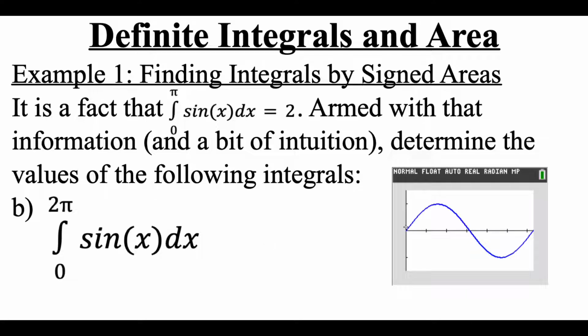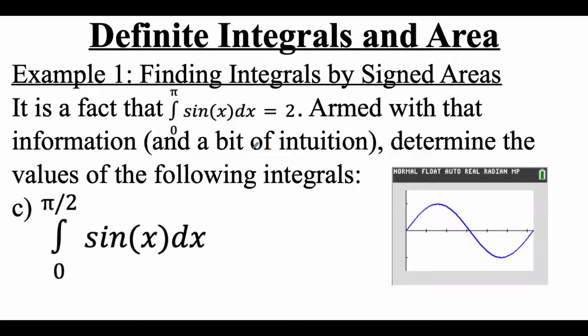We know that the area between 0 and pi for this sine of x function is 2. But now we're going to look at the integral from 0 to 2 pi for the sine of x dx. So now we're going from 0 all the way over to 2 pi. Well, we know that this top area is 2. In the previous example, we said that this area below the x-axis was -2. So if this part is 2 and this part is -2, then the total integral from 0 all the way to 2 pi is just going to be 0, because that -2 is going to cancel out with that +2.